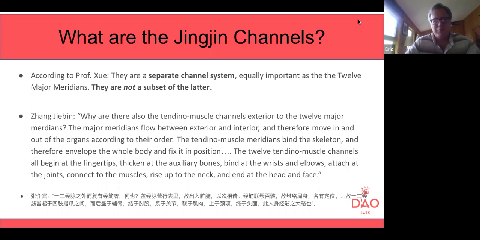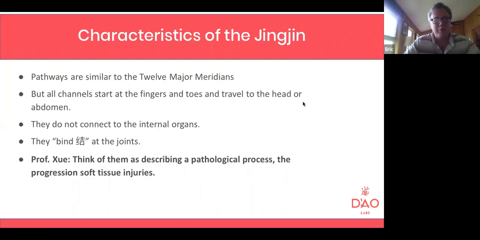So as you can see there, these give you a couple of summary points. They're really quite different. We know that the pathways are somewhat similar to the 12 major meridians, but they all start at the fingers and toes. They all travel to the head, up into the abdomen. They don't connect to the inner organs. And this term bind is very interesting. They sort of bind at the joints. The joints are going to be important here. Again, we'll make a distinction between our classic reason in a second.